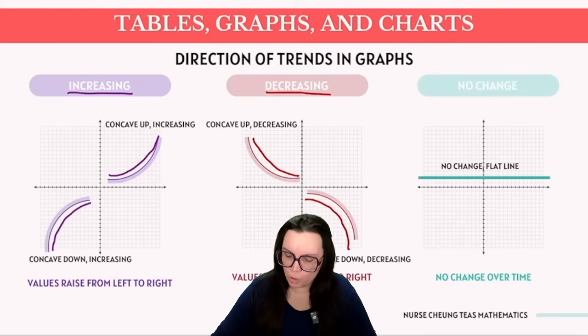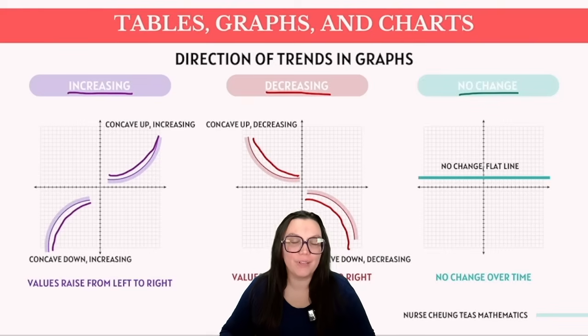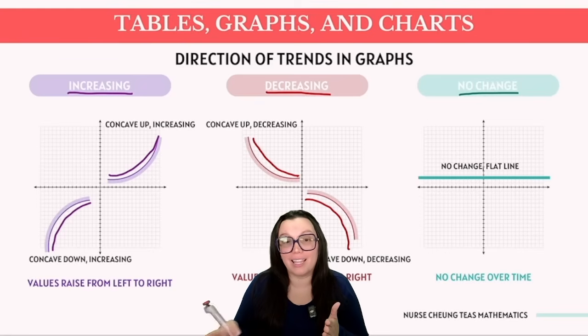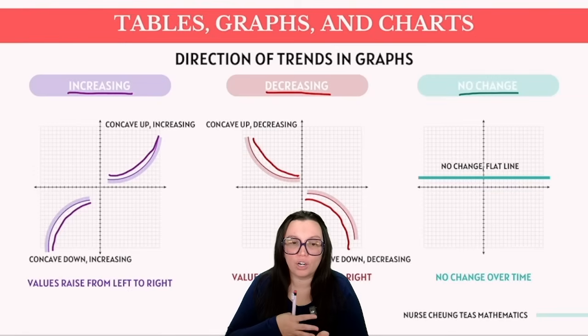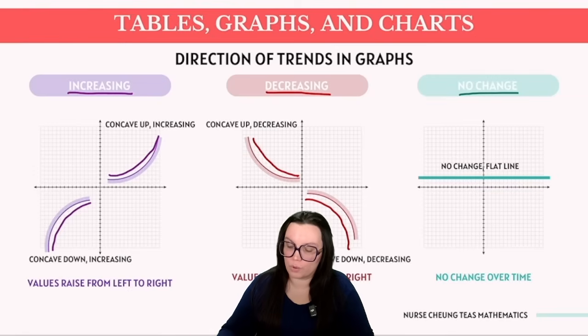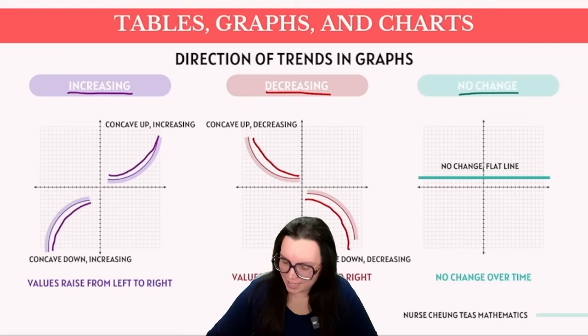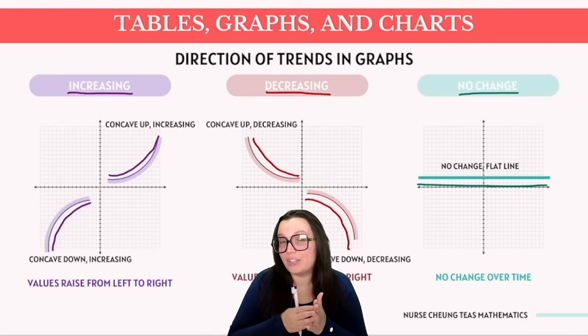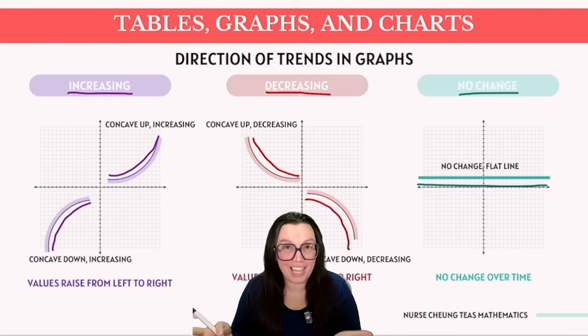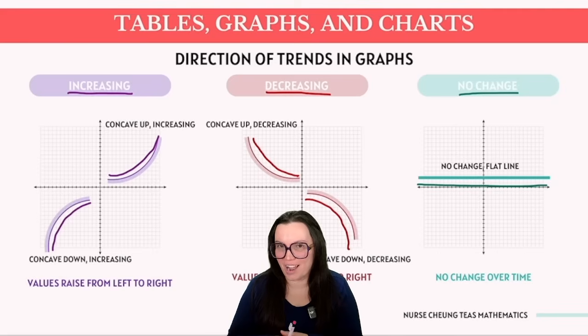Lastly, we have a no change trends kind of graph. These graphs will show a flat line representation of a situation where there's no change over time. The value remains constant regardless of the changes that are happening along the horizontal axis. As you can see here, we just have this flat line on our graph, which shows that as we move left to right, there is no change, making it a no change graph.